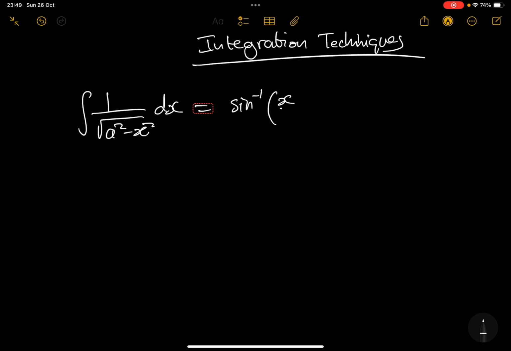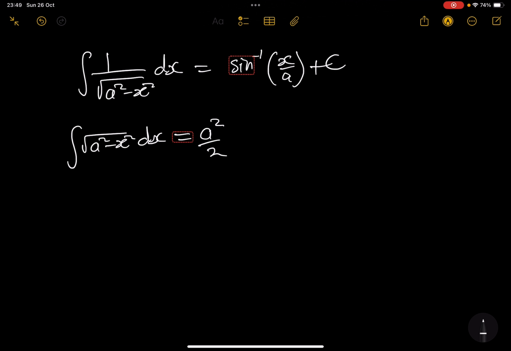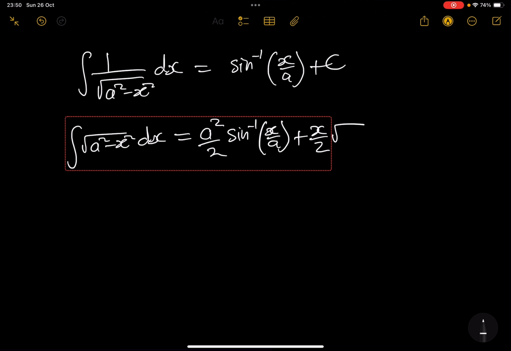If you are given an integral of this form, the integral of 1 over root a squared minus x squared dx, this is sine inverse x over a plus c. Or if you are given an integral of root a squared minus x squared dx, here we have a squared over 2 sine inverse of x over a plus x over 2 root a squared minus x squared plus c.